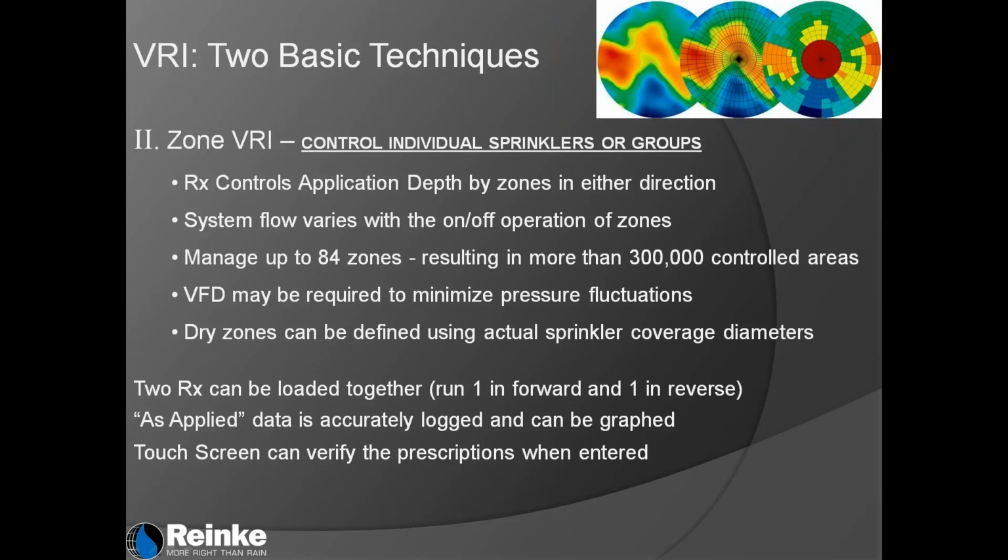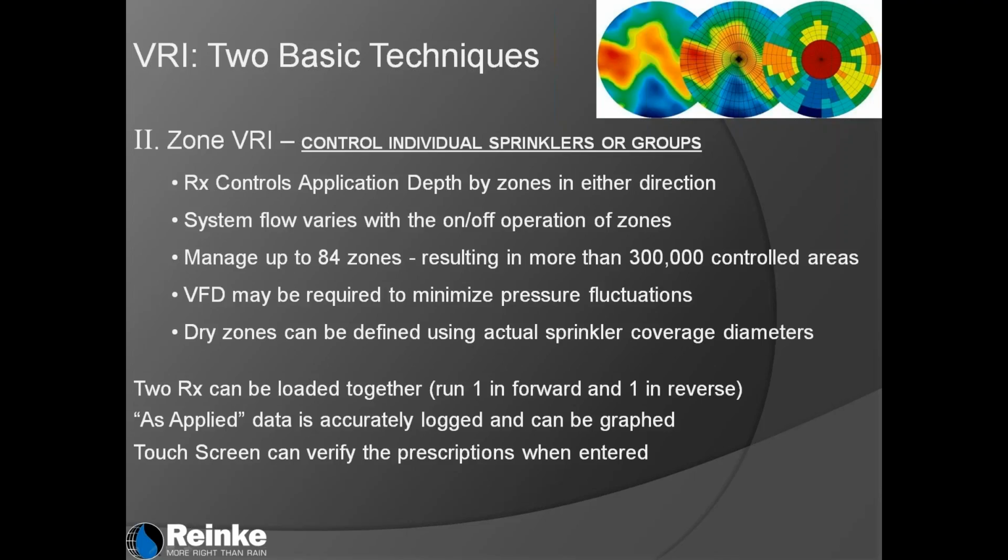Of course, with the zone VRI, we're concerned about the pressure changes that can occur when you are turning sprinklers on and off, especially as those sprinklers are further out on that system. So VFDs, we are recommending those. They're maybe even required in some certain applications, depending upon how they're using their zone VRI. So VFDs are probably a necessary option.